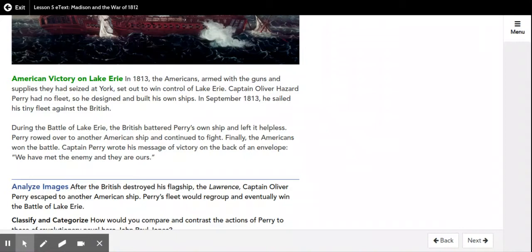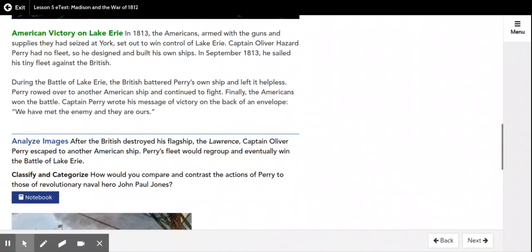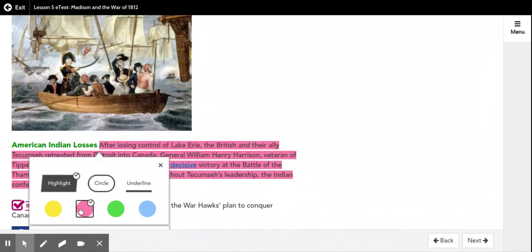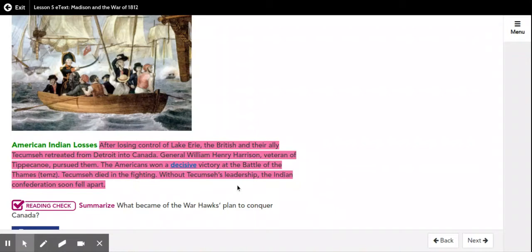American Indian losses. After losing control of Lake Erie, the British and their ally Tecumseh retreated from Detroit into Canada. General William Henry Harrison, veteran of Tippecanoe, pursued them. The Americans won a decisive victory at the Battle of the Thames. Tecumseh died in the fighting. Without Tecumseh's leadership, the Indian Confederation soon fell apart.